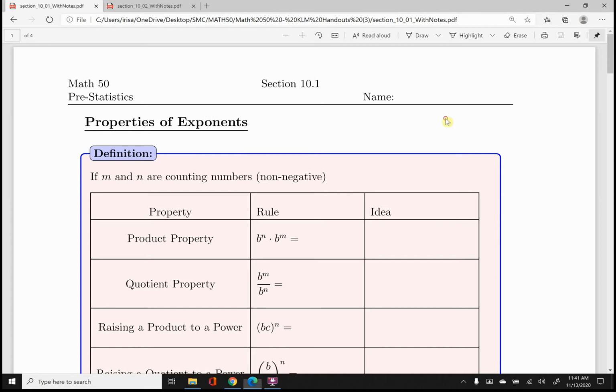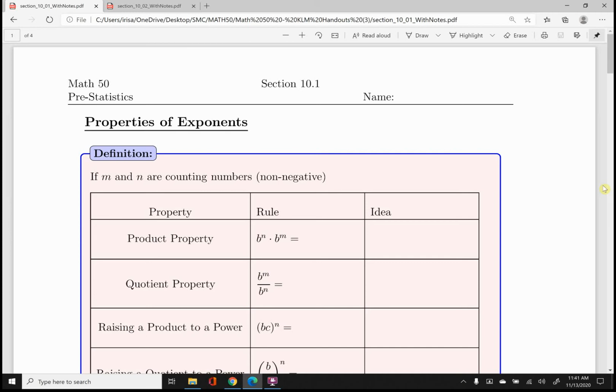Hello everyone, this is Professor Iris Miano giving you a Math 50 pre-statistics lecture on sections 10.1 and 10.2, which collectively span an enormous number of exponent properties, rules, examples. Basically, everything you need to know about exponents and exponential expressions is here in this video.